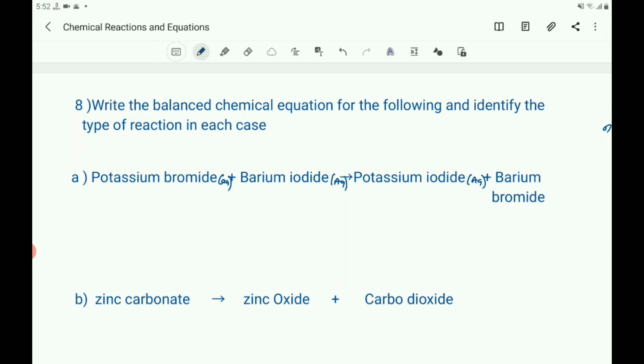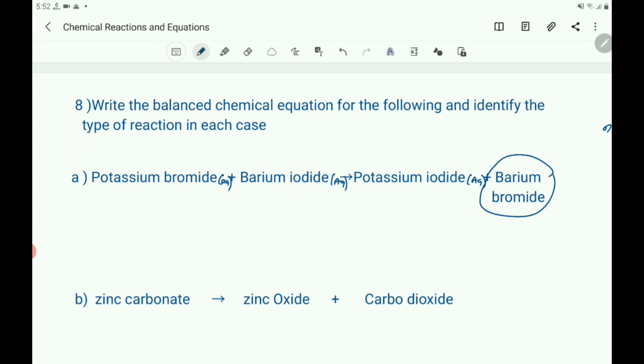The first reaction A: potassium bromide reacts with barium iodide to give potassium iodide and barium bromide. It is a given reaction. It is a word equation, and we have to write the equation which is balanced. Chemical equation we have to write.